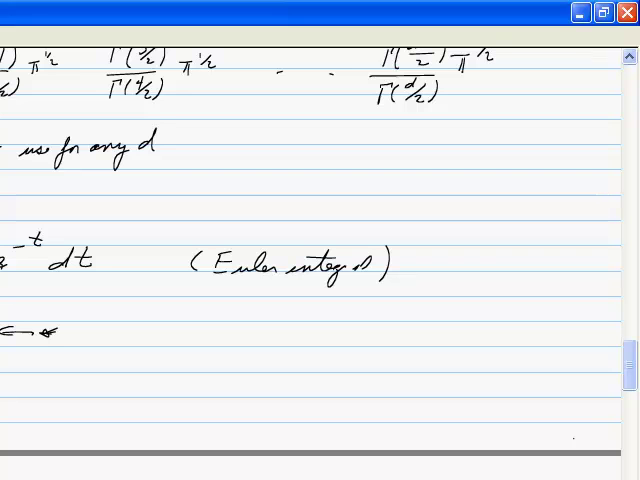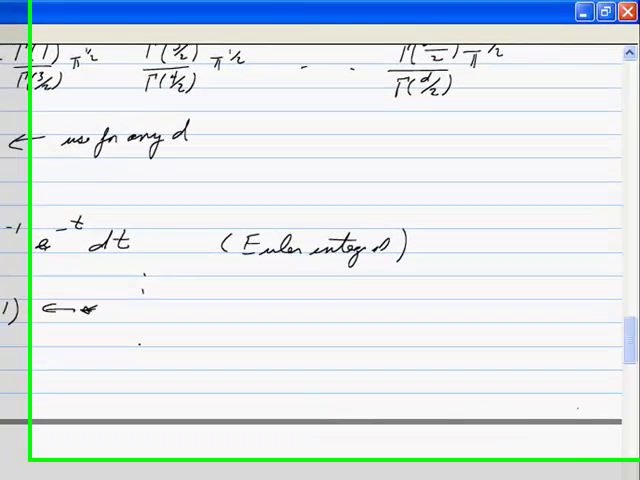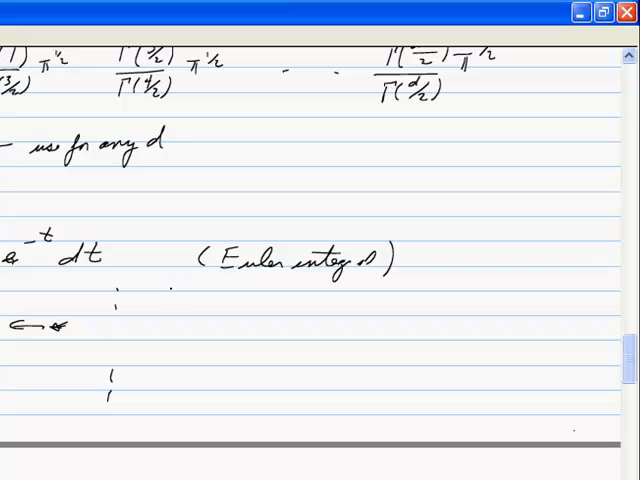And gamma of 1/2 is square root of pi. And for us later on, let's also just do it here. So gamma of minus n, so any negative integer, is infinity. Gamma of 0 is infinity.